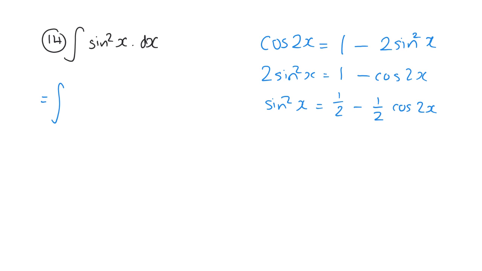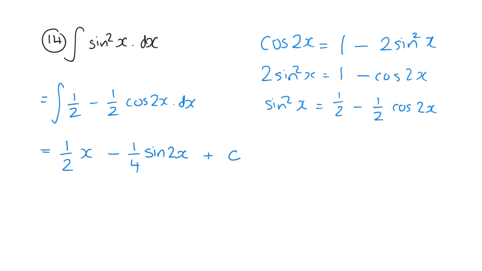So we can change this sine squared x to a half minus a half cos 2x dx. Now we can integrate easily. So integrate a half, we get a half x. Integrate cos, we know that it's going to be something to do with sine 2x. So if we differentiate sine 2x, we get 2 cos 2x, but we want minus a half. So we'll have to multiply that by minus a quarter to get rid of the 2 and make it into a minus a half. And remember, our plus c.